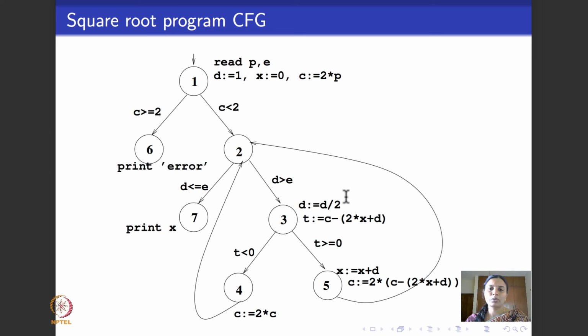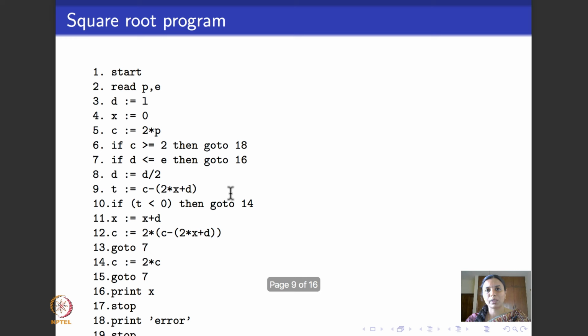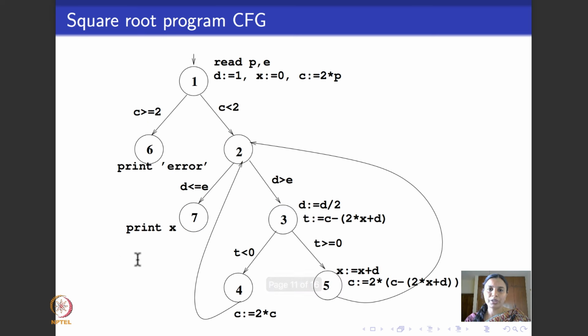It divides the number by 2, checks the range of the square root, takes the first half or the second half based on where the square root is, and keeps doing it till it reaches a value that is approximately the same as that of the square root. But these loops that you find in the CFG are not directly given as while statements or for statements in the program. They are given in terms of go-tos. So I hope you all could get a CFG that looks somewhat like this.